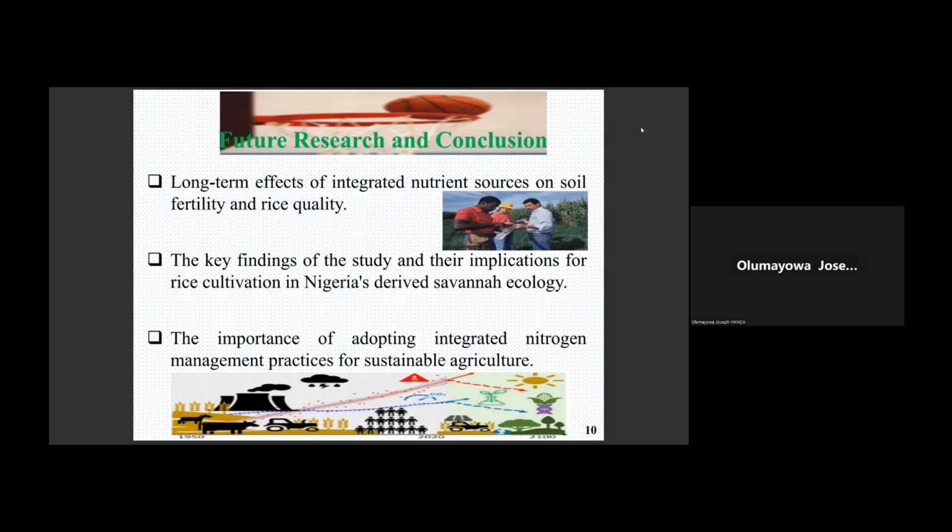Future research can be undertaken by looking at the long-term effects of nitrogen nutrient sources on soil fertility and rice quality. And the key finding is that Nerica L34, which is a long grain, can enhance more cultivation of rice in Nigeria's derived agroecology, and also adopting integrated nitrogen management practices by taking in 75 kg nitrogen as well as 25 kg of organic, combining them together, we enhance sustainable agriculture.